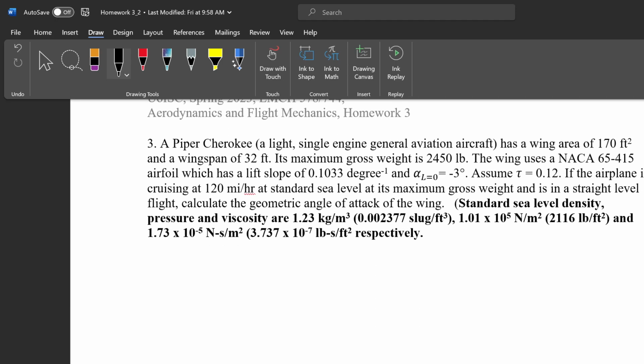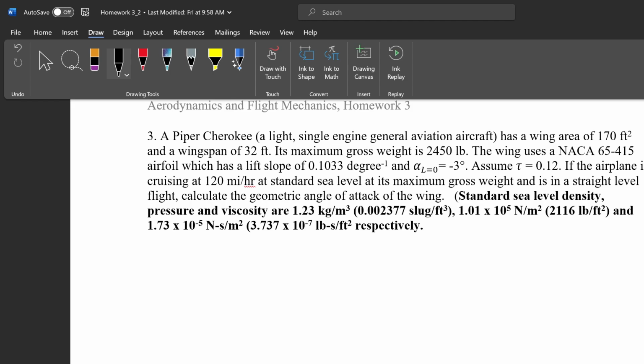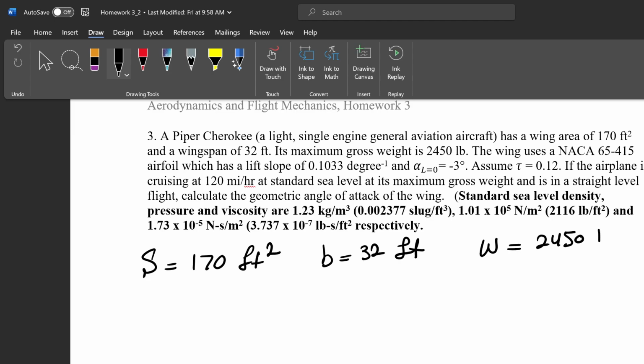Let's go to the next problem. We are told that we have a Piper Cherokee, which is a light single-engine general aviation aircraft, that has a wing area of 150 square feet. Usually we use S for the area of the wing, so S is 150 square feet, and a wingspan of 32 feet. Its maximum gross weight is 2,450 pounds. So weight is 2,450 pounds.